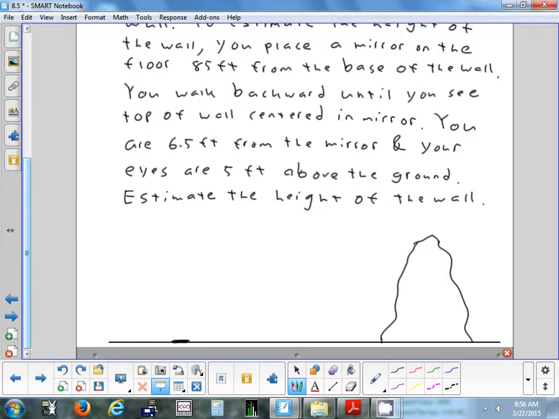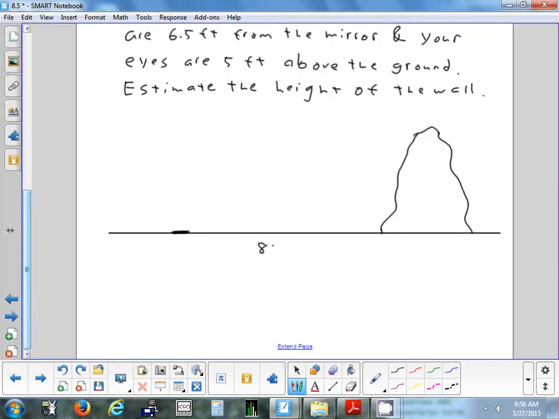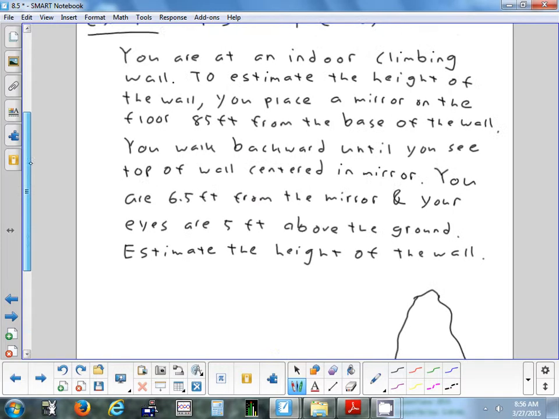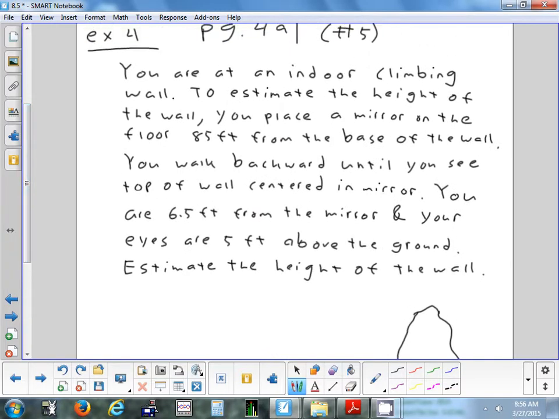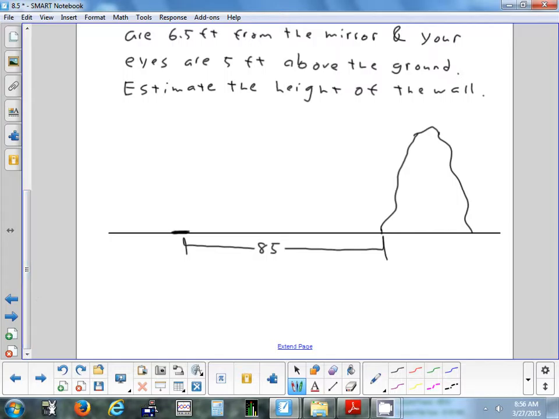And now we've got to put in some numbers. There's a mirror on the ground 85 feet from the base of the wall. So this distance is 85 feet. Next it says you're going to walk backwards 6.5 feet. So if you walk backwards to about this point right here, there you are. This distance is 6.5 feet, from there to there. Now it also says that your eyes are 5 feet off the ground. So this is 5 feet. And our goal is to find the height of the mountain.